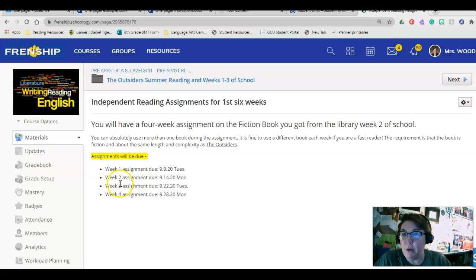I have only posted week 1's assignment, and that is because I know some of you have read your whole book and you're on a different book. I still want you to just do 1 assignment a week. It says here you absolutely can use more than 1 book during this assignment. So if you go to the library and are on your 2nd or 3rd fiction book, I know some of you read super fast, just use whatever book you're currently reading. If you've gotten a couple of chapters read, you should be able to do the assignment. The requirement is that the book is fiction, since we're doing fiction right now, and about the same length and complexity as The Outsiders.